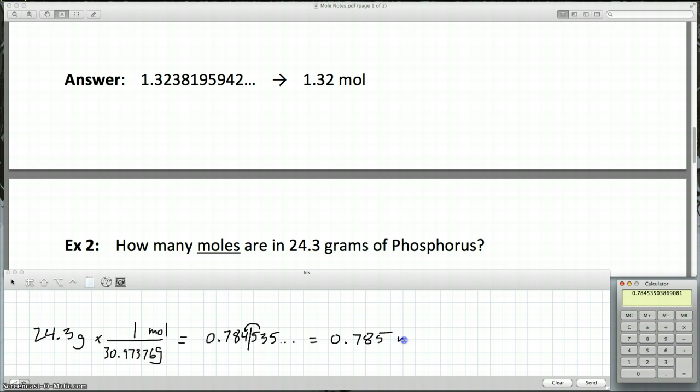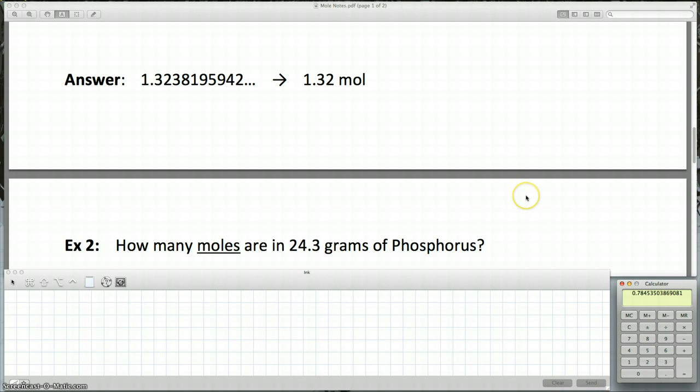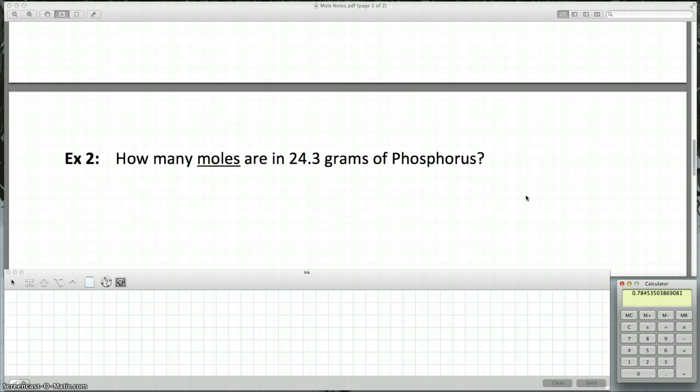0.785 moles. Again, the 0 in front is not a sig fig. If you left it off, that'd be fine. If you said .785, that would be fine also. You don't have to have the 0 out front. So, hopefully that makes sense. We will be doing a lot of this type of calculation throughout the course. And you'll get more practice with the practice quiz.